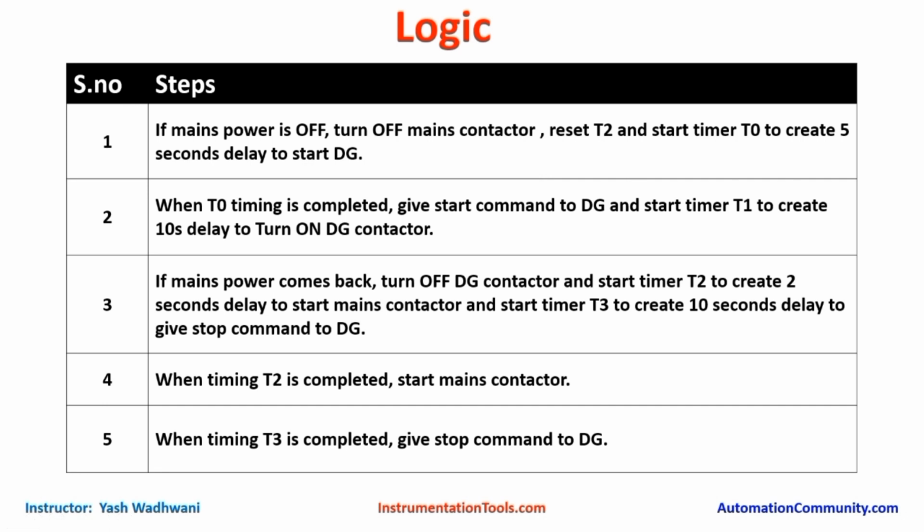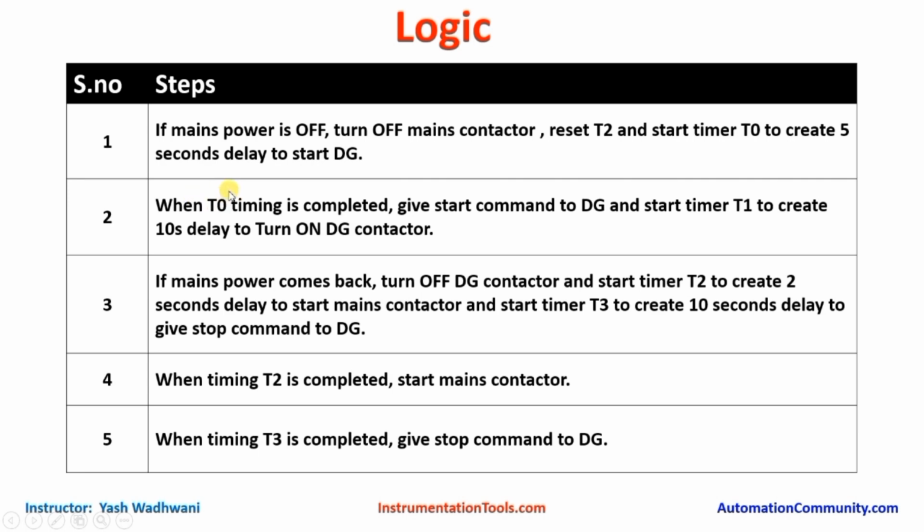Let us understand the logic required to create this program. First of all, we have to sense that if the mains power is off, then turn off the mains contactor and reset the timer T2, because in the program we have used the T2 timer to give the start command to the mains contactor. So since we want to turn off the mains contactor, we also have to reset this timer. After that we have to start timer T0, which will count up to 5 seconds. This delay will be used to start the diesel generator. The T0 timer is to create an on delay for the DG start command.